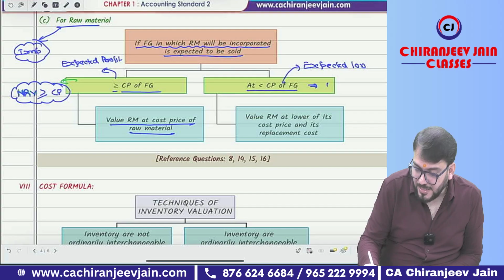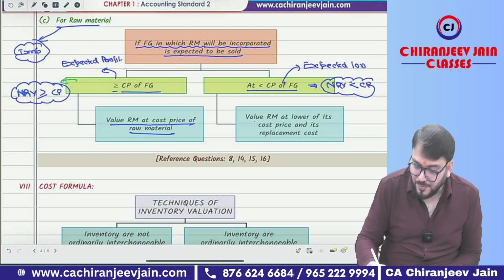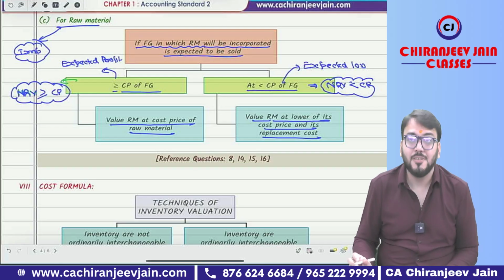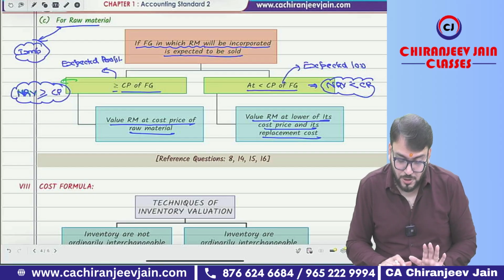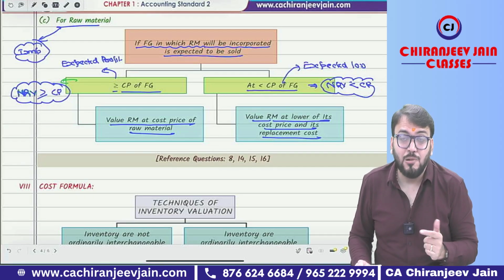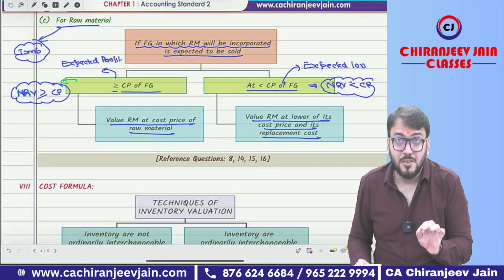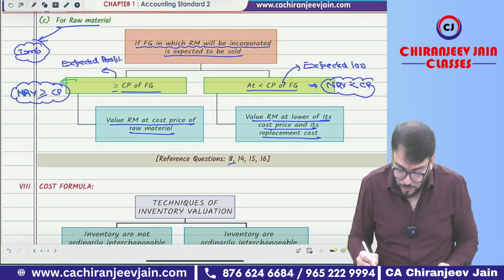It means in this case NRV of finished goods is less than cost price. In that case, value raw material at the lower of cost price and replacement cost. The formula is very simple. You only need to understand how to solve the question. Correct? Come to question number 8.